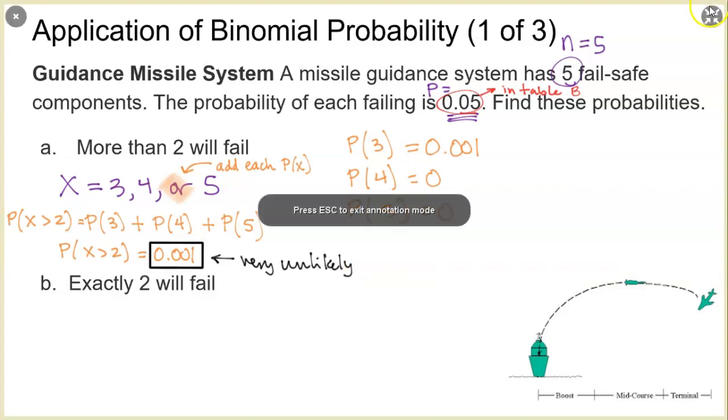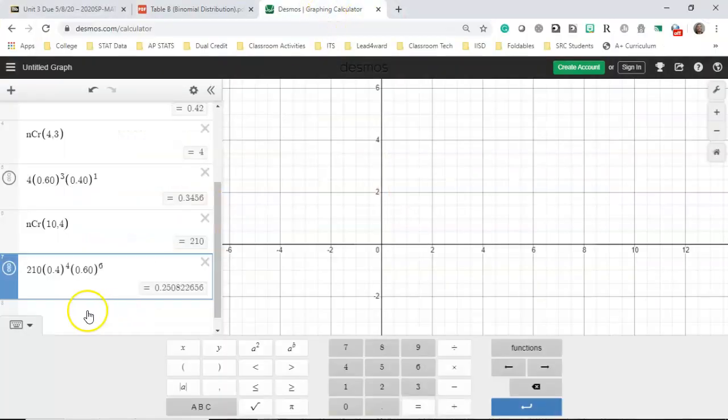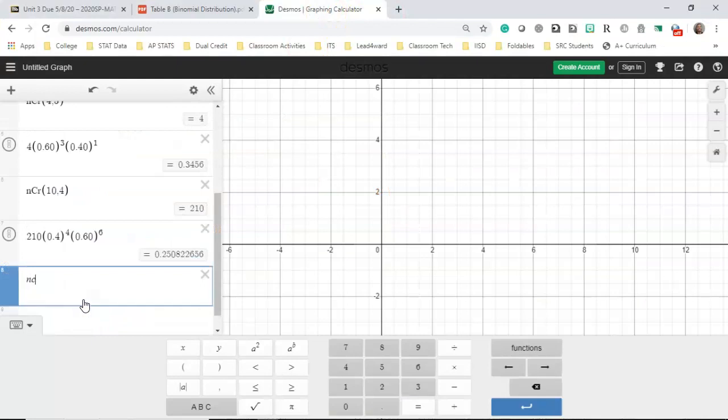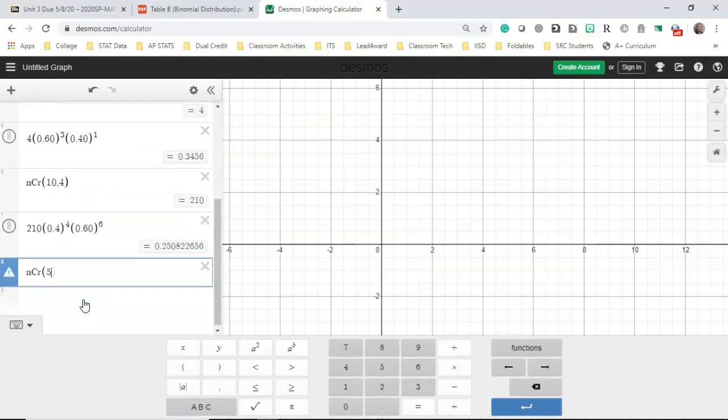And so for that, I'm going to go back to Desmos to show you here. So nCr, 5 components, 5 choose 3. And you can actually type everything at once, so you don't have to really type this separately.